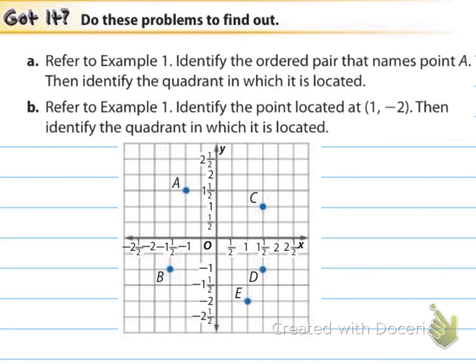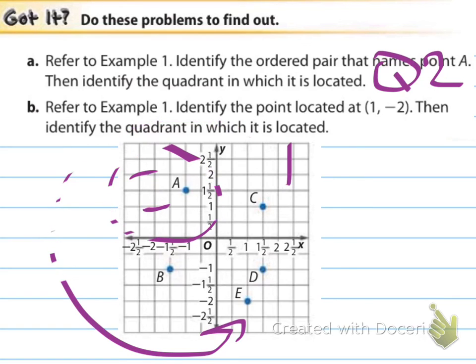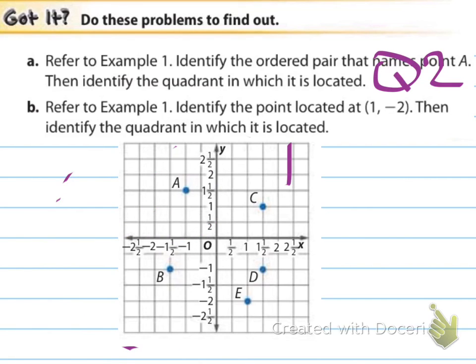Pause the video now. All right, so the first one is asking us where point A is, which quadrant. If this is 1, we go counterclockwise. This is going to be quadrant 2. So the answer for A is quadrant 2. Then it says example 1, identify the point that's located at 1, -2. And so if I'm looking at 1, that's over to the right 1, and then -2 is down, and so I find that that is E.